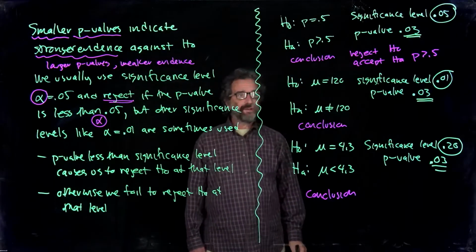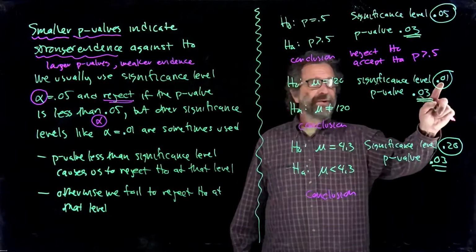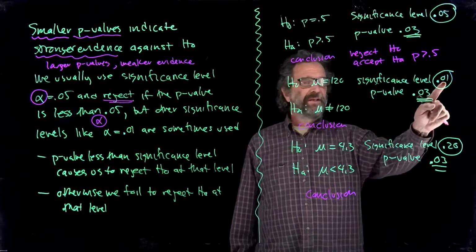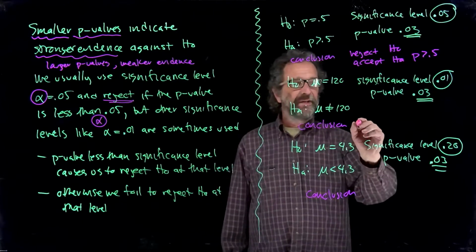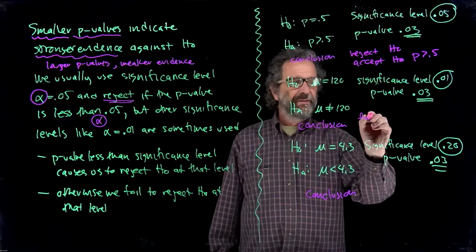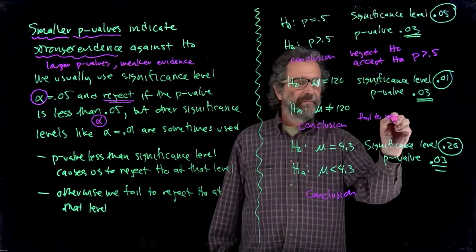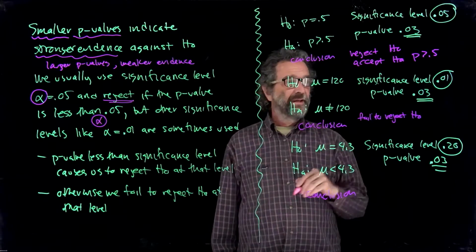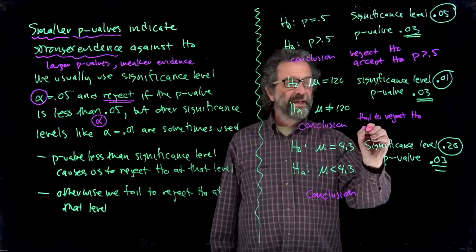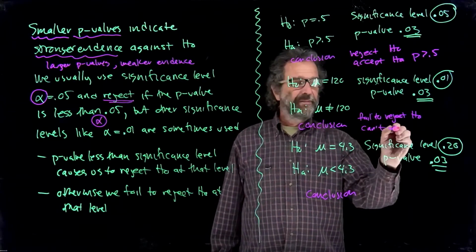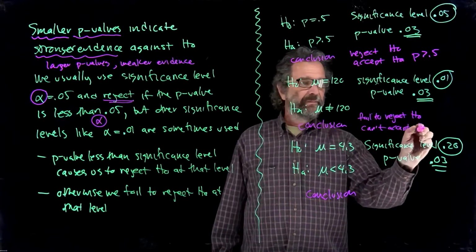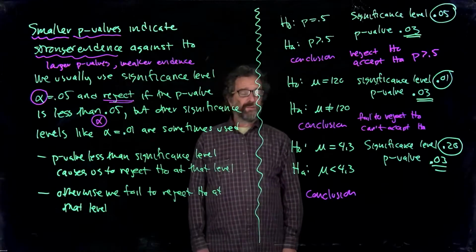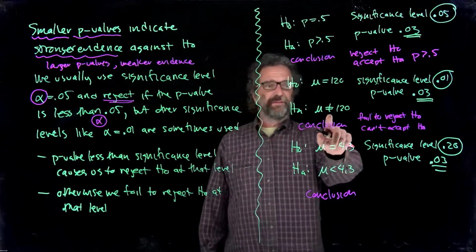Okay, in the second one, we're using a significance level of 0.01. Here's my p-value of 0.03. It's not small enough. It's not less than 0.01. So here, we failed to reject the null hypothesis. And we can't accept HA. So as far as we're concerned, the mean isn't different from 120.